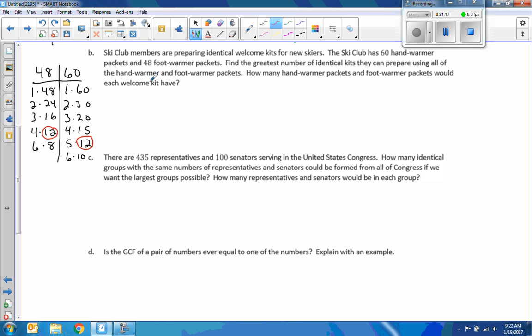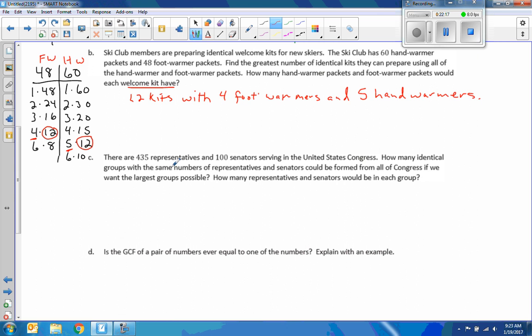Right, so that's how many kits we're going to have. We will have 12 kits, and the rest of the answer is what we multiply 12 by. 48 was foot warmers, so there are 4 per kit, 12 kits with 4 foot warmers. And 60 hand warmers: 5 times 12 is 60, so every kit is going to have 4 foot warmers and 5 hand warmers. Okay, so the GCF tells us how many kits, and what we multiply the GCF by tells us how many foot and hand warmers we need in each kit.